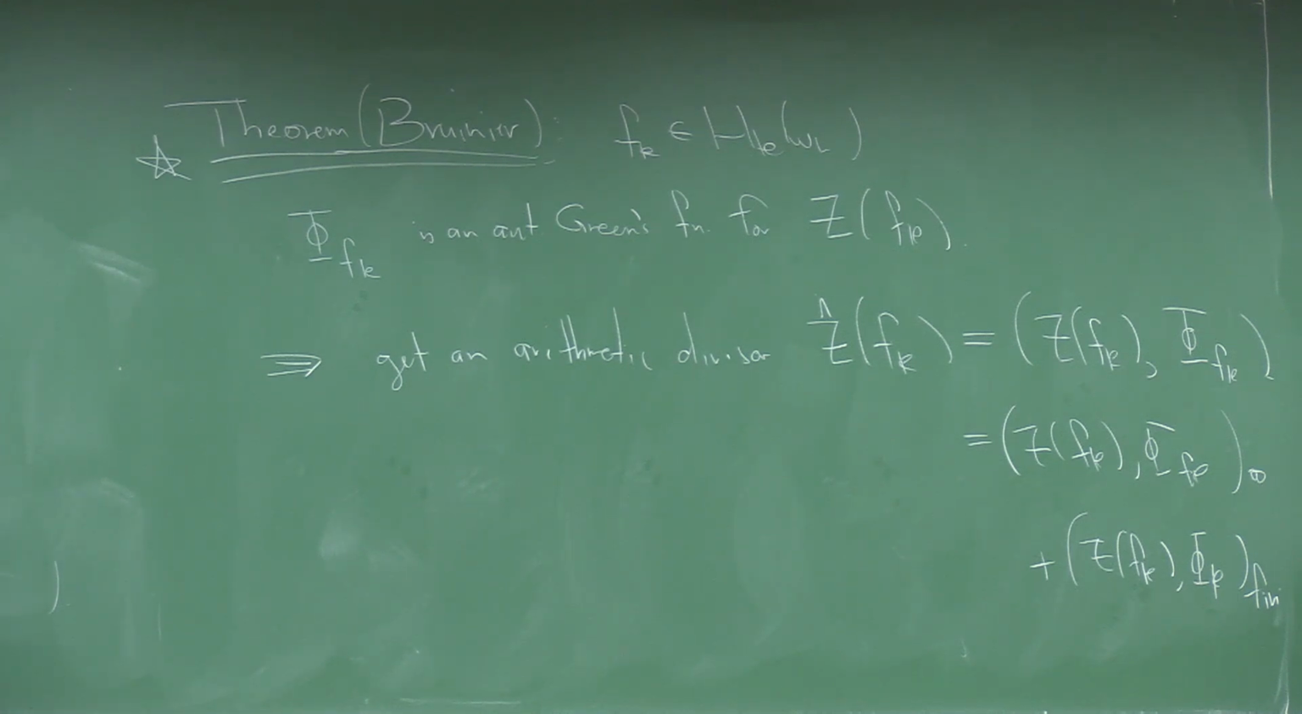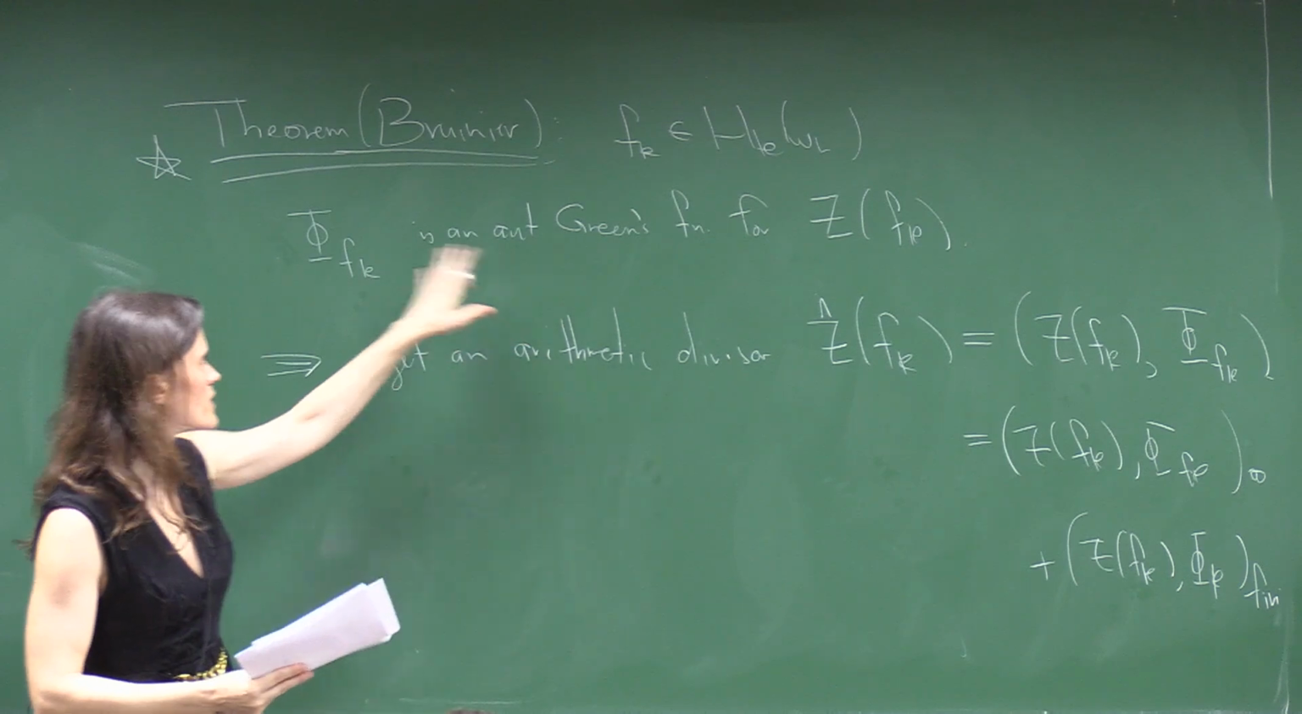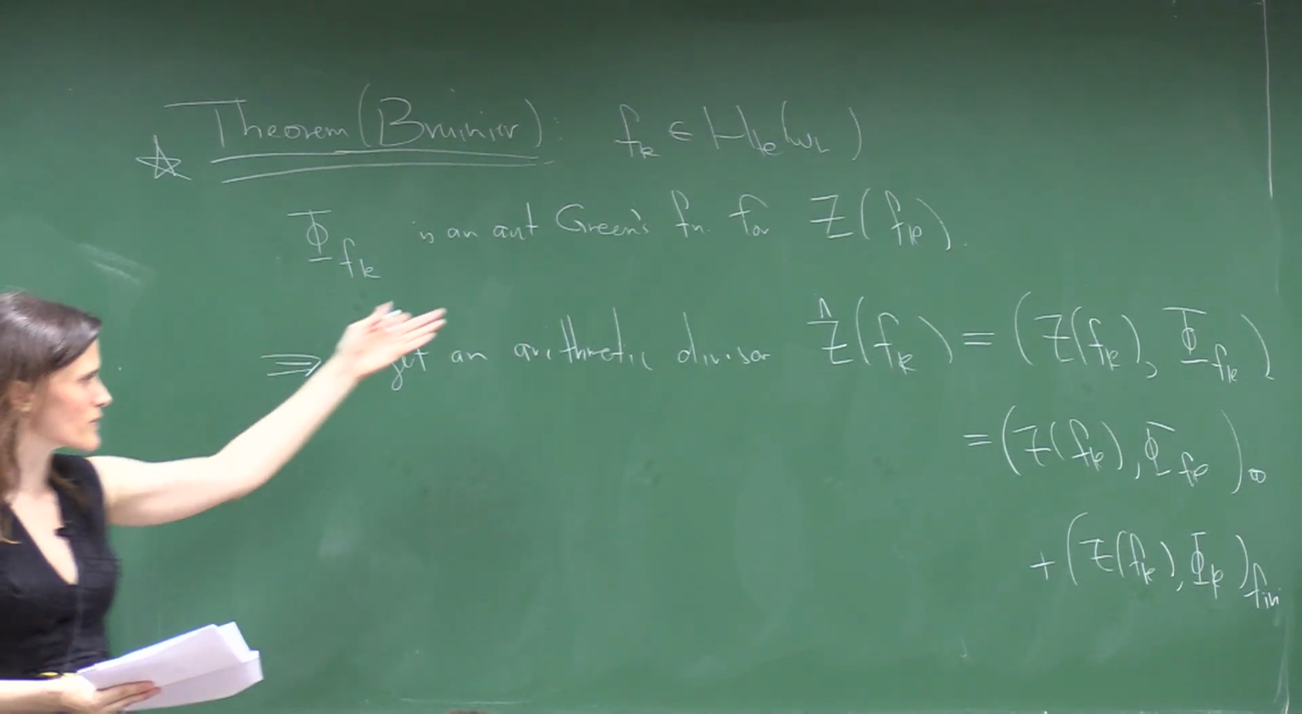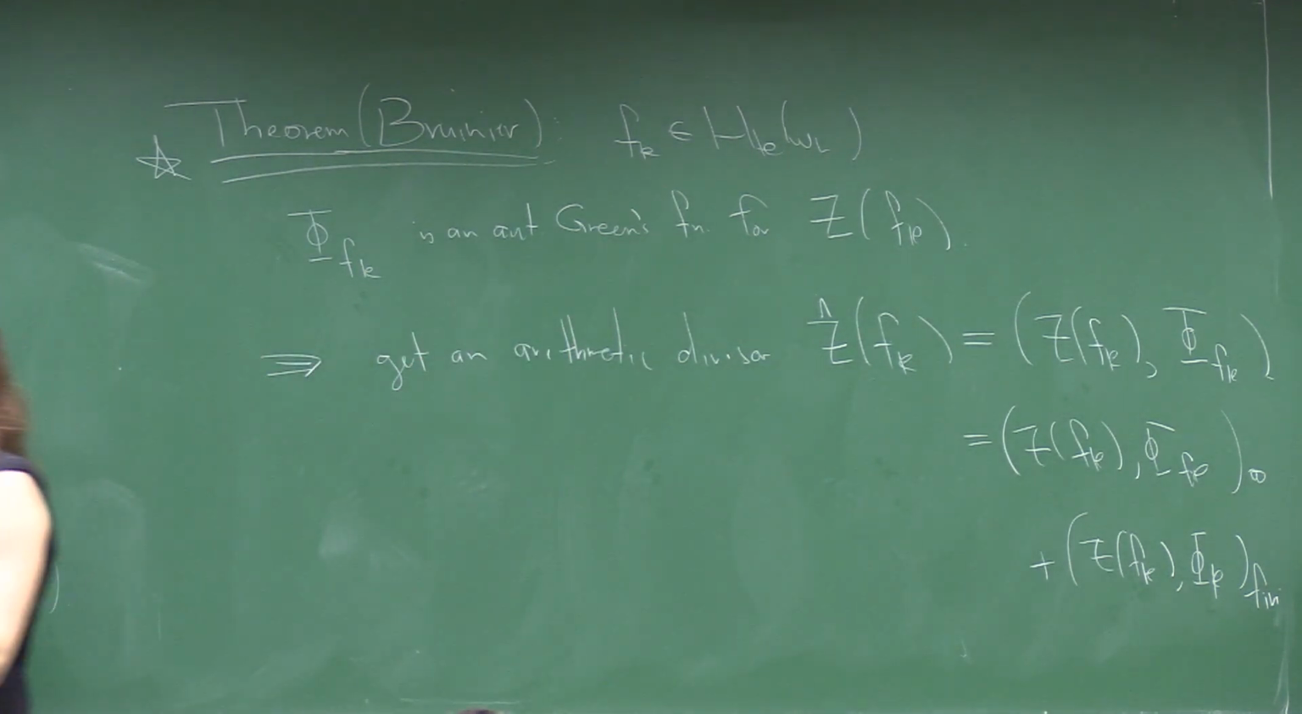But yes, in a nutshell, the values of these functions at CM points and along CM cycles will always be periods. And let me just say how this works. Okay, so several theorems. So we have the theorem of Bruinier. I didn't give a characterization of the Green's function, but somehow it satisfies those three properties I said, and gives rise to an arithmetic divisor.